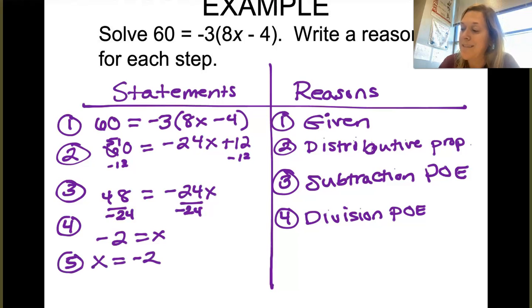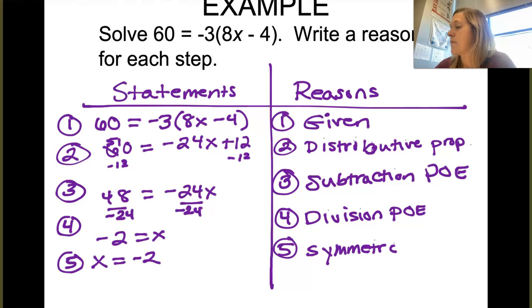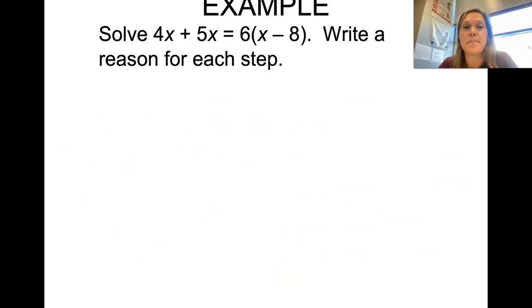which is the symmetric property of equality that allows us to flip it. Okay, so we solved the equation, we justified our steps. You could have solved it a different way, so hopefully you can get yourself to negative 2 and you're able to justify the steps that you chose.